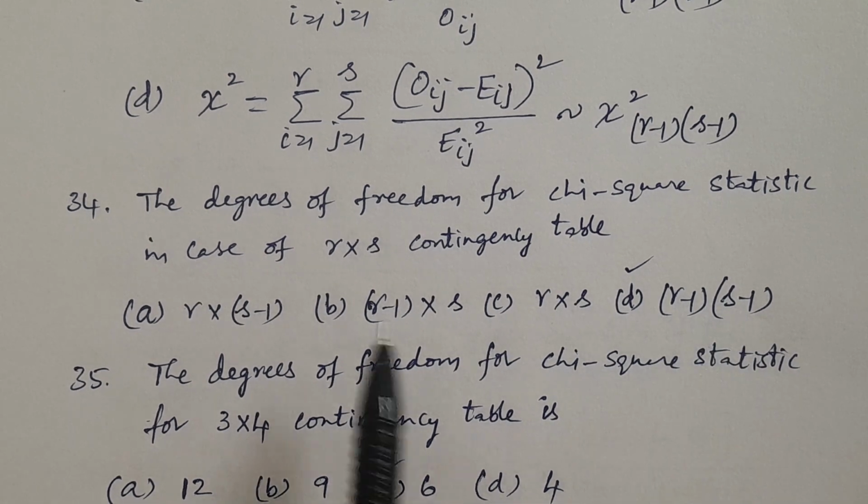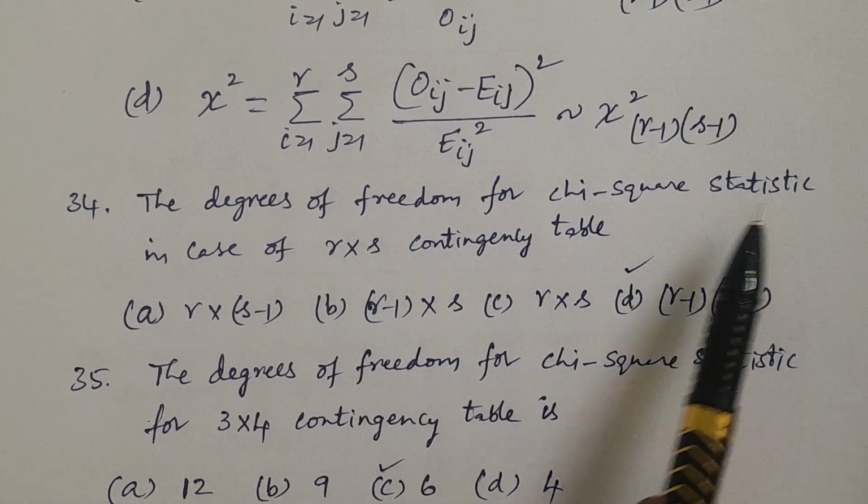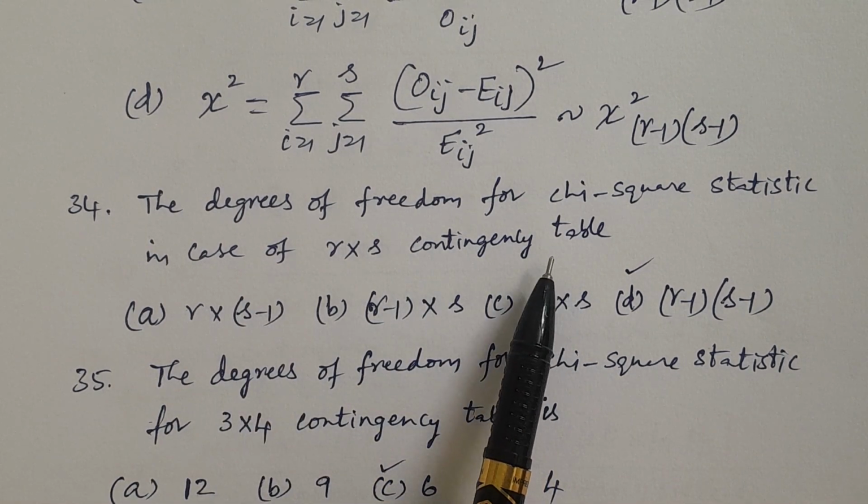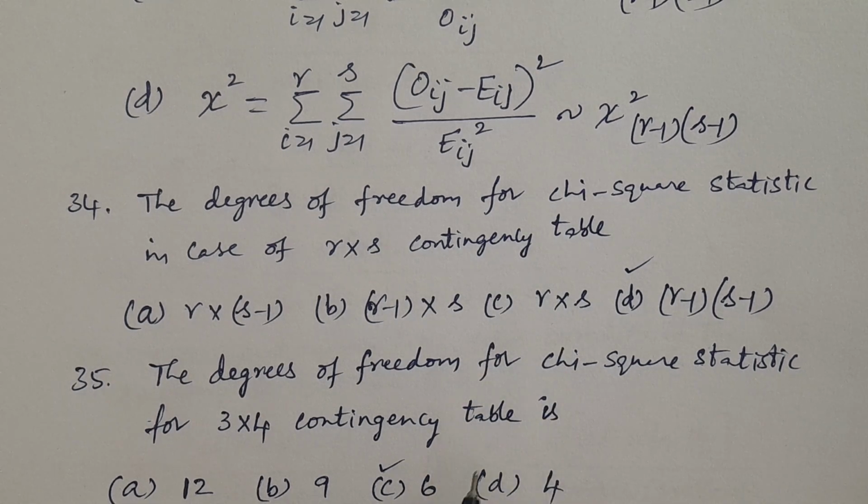Now in Telugu. The degrees of freedom for chi-square statistic in case of r by s contingency table. It was not specified independence of attributes.